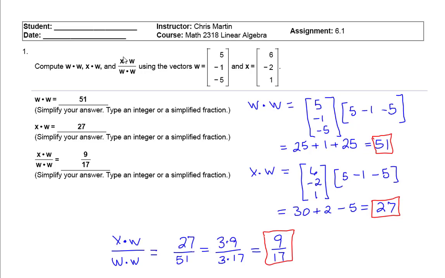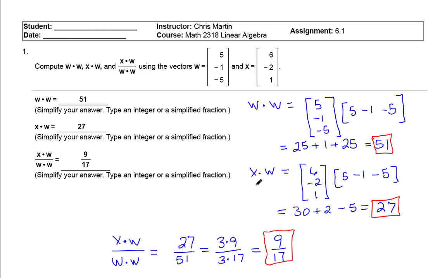Welcome to Math 2318. This is section 6.1. In this section, we're looking at the dot product with the dot that you see there. So the dot product between two vectors, you essentially multiply component by component. 5 times 5, 25, minus 1 times minus 1, 1. Minus 5 times minus 5 is a positive 25, and the sum is 51.